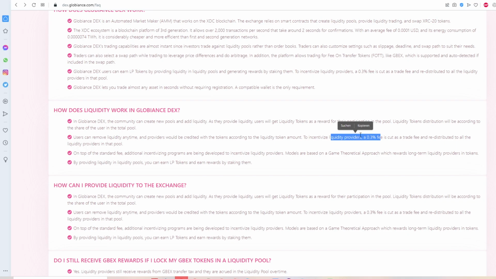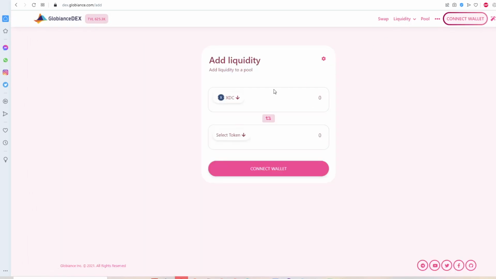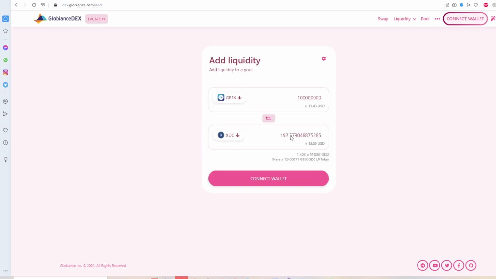So if you add liquidity, for every trade made on the DEX, 0.3% is given to the liquidity providers of the pair where it was traded. So if you now add liquidity, let's say for GBEX 100 million, and for XTC, it would be 192.5, you would get 124,000 LP tokens, so liquidity tokens.